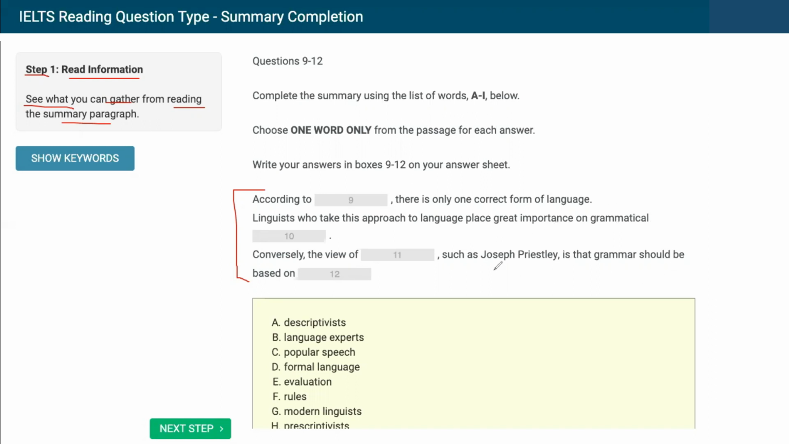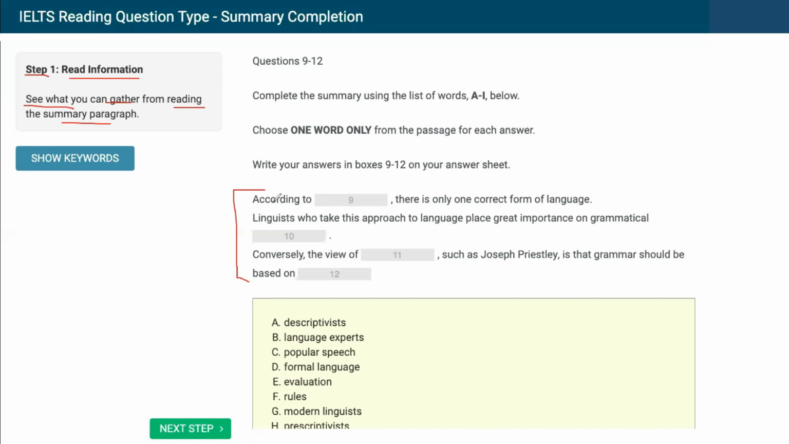We're looking at someone in the language field. So again, obviously it's academic, it's a bit scientific in the linguistic approach. So this is a nice preview. Now let's look at some keywords that we can use to scan the text.